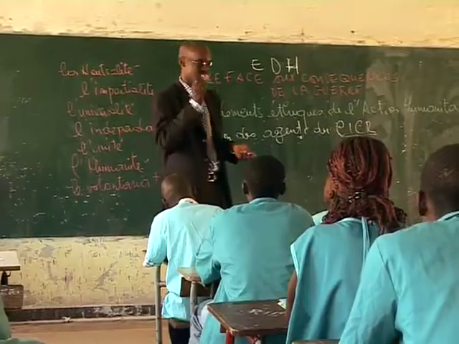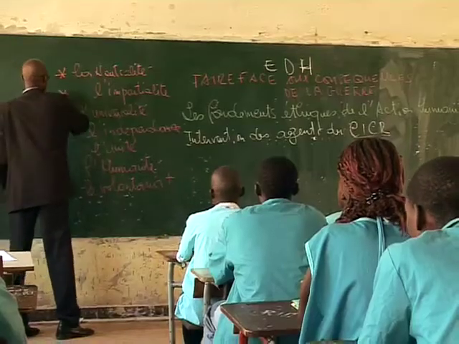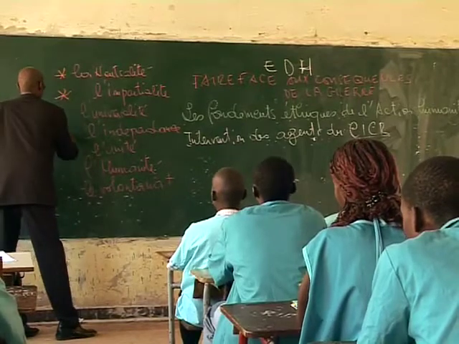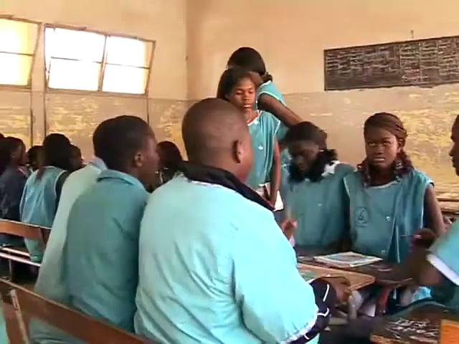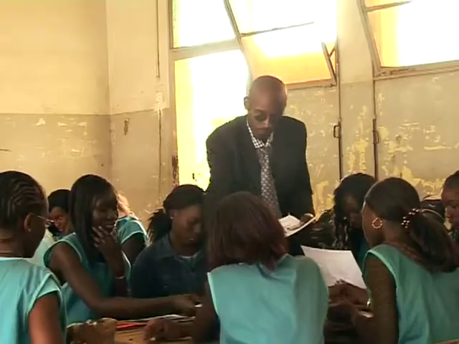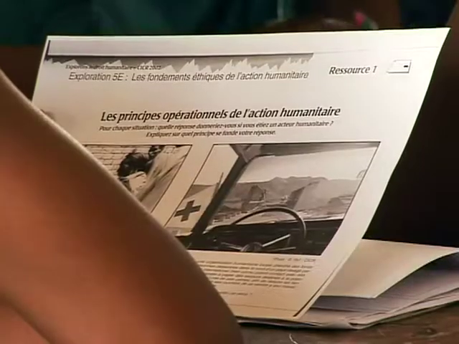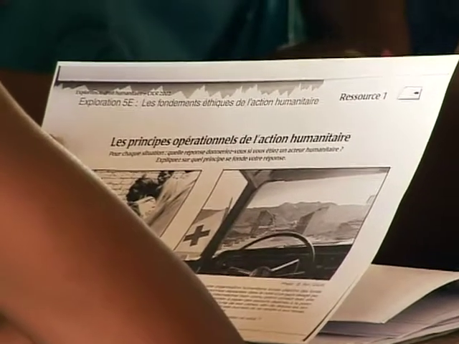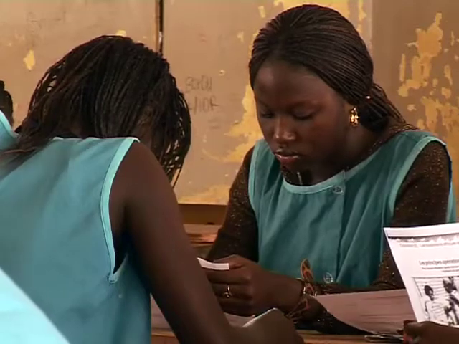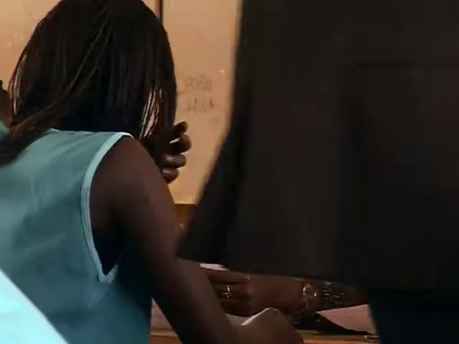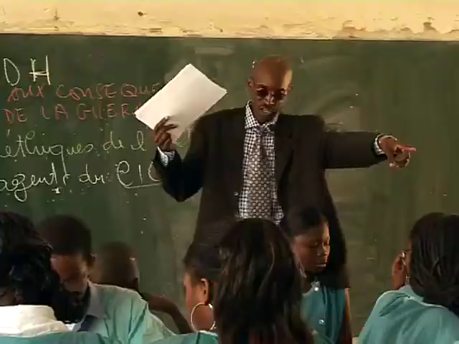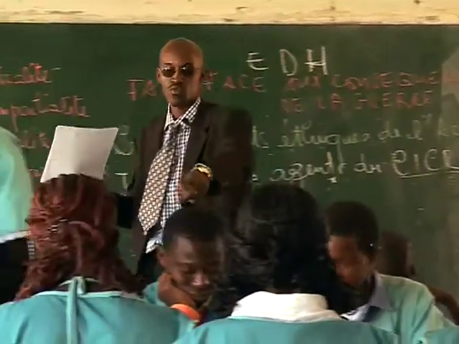Of these principles, we're going to study the three most essential. So we have the principle of neutrality, the principle of impartiality, and the principle of independence. I'm going to give you a clue that will help you identify which of the principles has been put into practice. Group 1, text number 1. Group 2, text number 2. Group 3, text number 3.